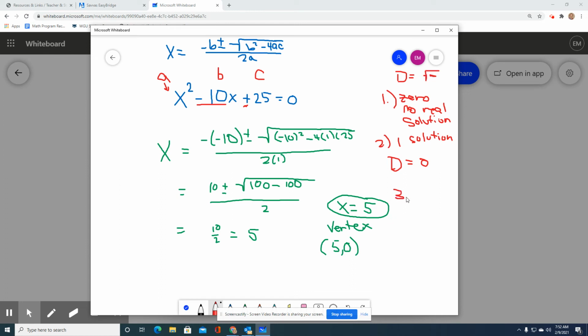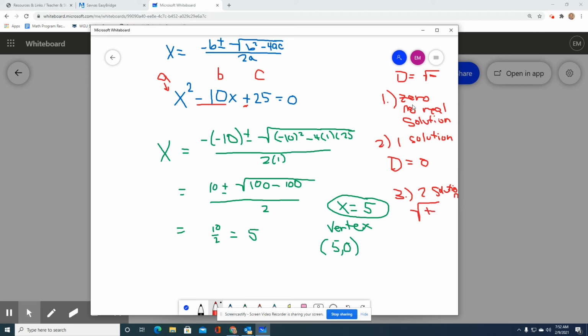And our final possibility is we have 2 solutions. I'm running out of space there. And that's when your discriminant is a positive number.